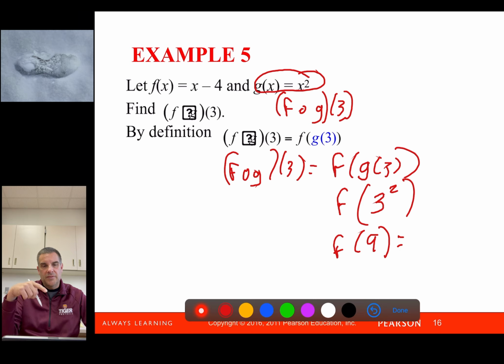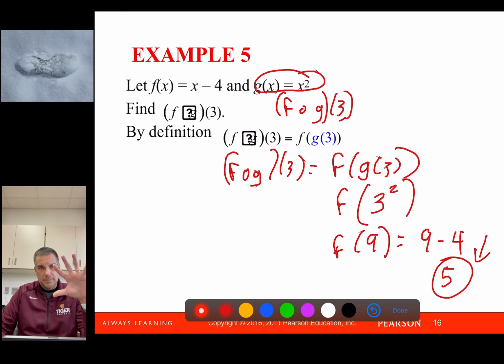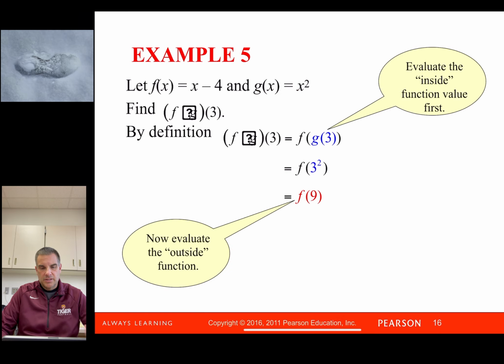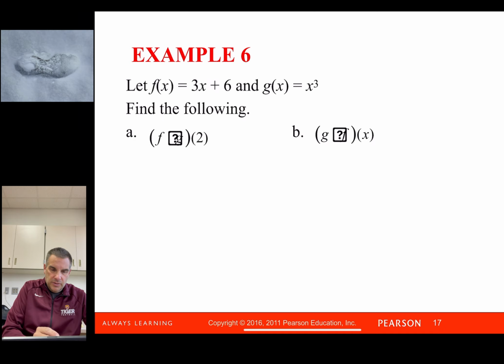So I look at my f function, and anywhere I see an x in my f function, I replace it with a 9. 9 minus 4 is 5. So f of g of 3, the solution to that is actually just 5. Okay? And I imagine that's what they'll get. And they did. So let's do a couple more examples.